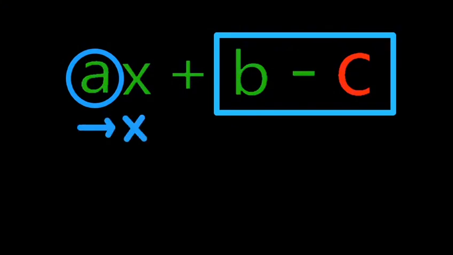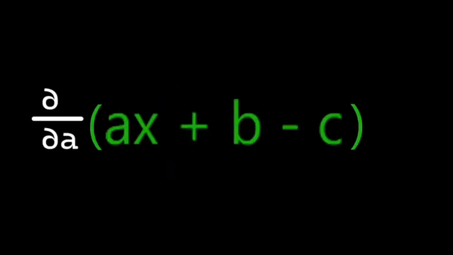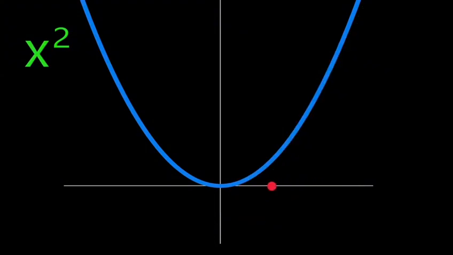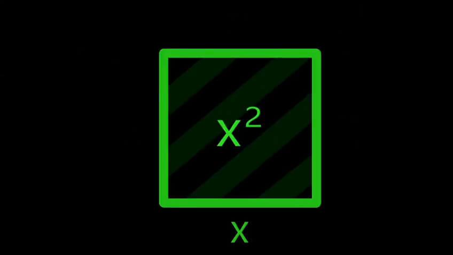Now ax is just a line. A is scaled by x, so the slope is just x. So the partial derivative of this expression with respect to a is just x. Now our second function takes the first function in as the input as x. The squared function is, well, just a square.